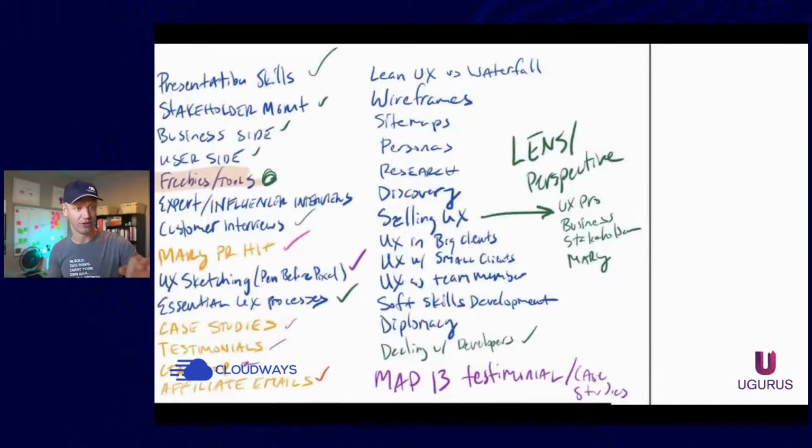So here's an example, and you have to read my handwriting, but I sat down with one of my clients. She said, I don't know what to send to my list. So I said, let's talk about what you do for your clients. She teaches them about presentation skills, stakeholder management, the business side of running their companies, the user side. There are freebies and tools, expert influencer interviews, customer interviews, PR hits, results from clients, case studies, testimonials, affiliates, personas. These are her things. But what we did was we indexed her services.